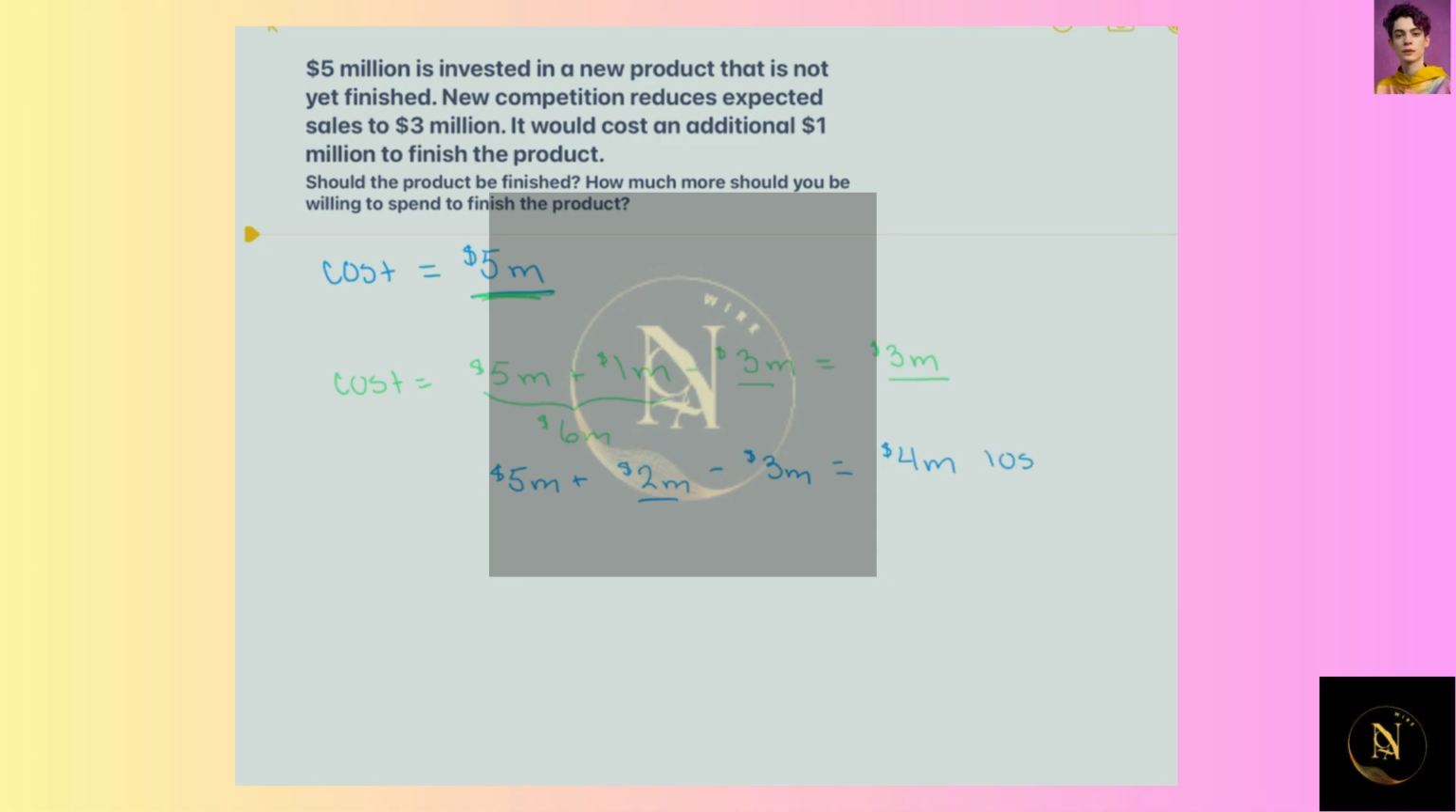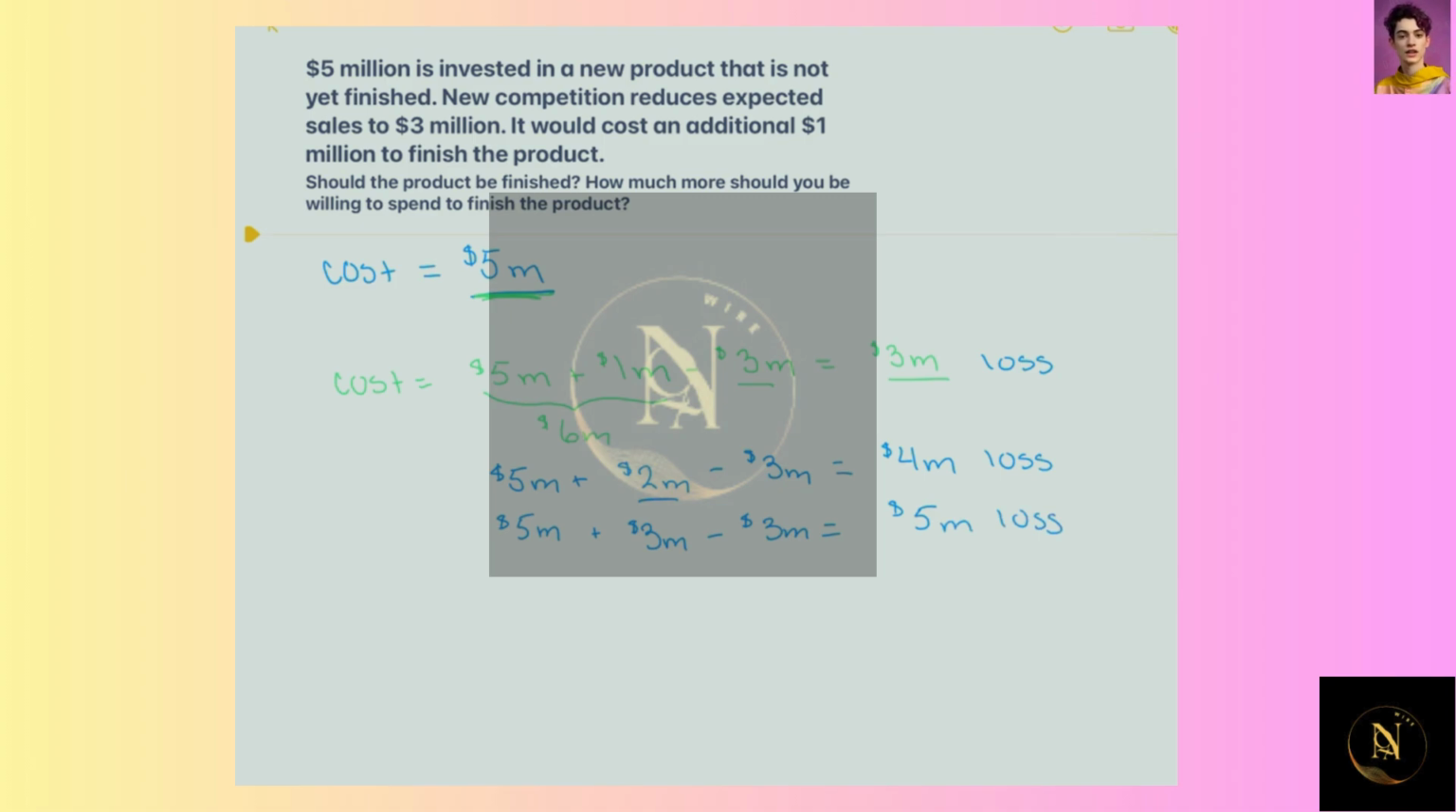These are losses that we're working with. Now suppose that it were a $3 million cost to finish the product. If we substitute that in right here, we would end up with a $5 million loss, at which point our loss would equal what it did if we had chosen not to finish the product.